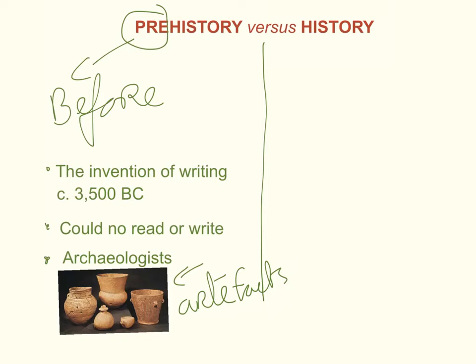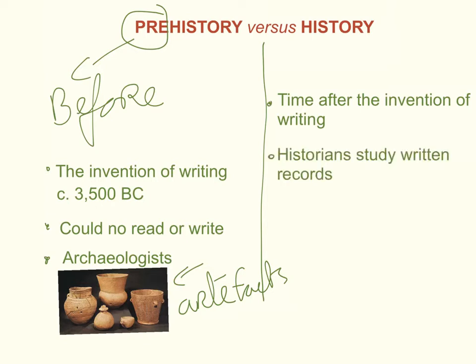And then history is all the time after the invention of writing. So it's from around the year 3500 BC until now, and will continue on into the future. If written records now exist, which means anything written down on paper, a letter, a book, a note, things like that, it means that professionals who study the past have more information to work with. And the type of person who studies these written records is called a historian.